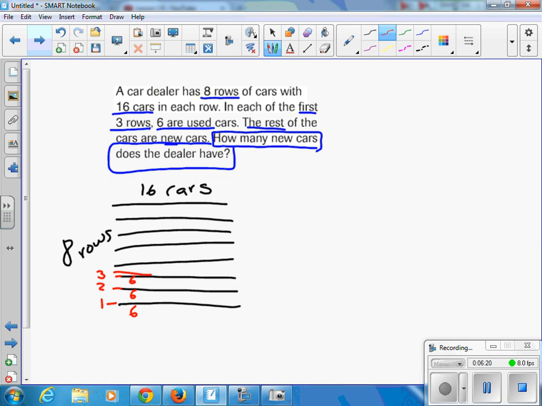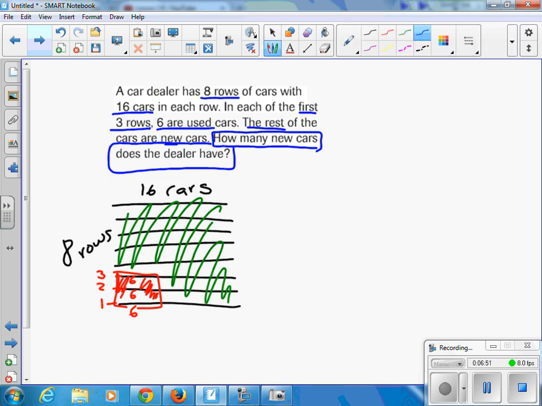So let's pretend that we have this section here. How many new cars does the dealer have? If the red ones are our used cars, how many are new? Where are the new? Remember, if you have the total and a part, the difference, everything else, will be the rest. So let's put it into words.